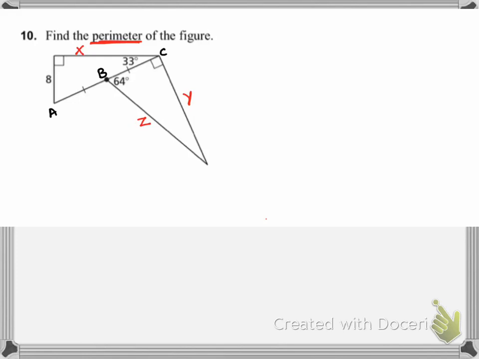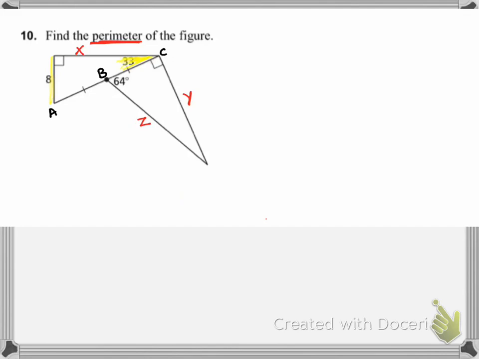I'll start working on the top triangle here, and what I can see is that in this case this angle is given, that's 33 degrees. I can use that for finding my tangent value of 33 for the given right triangle, and this is going to be my opposite. This is my opposite here.